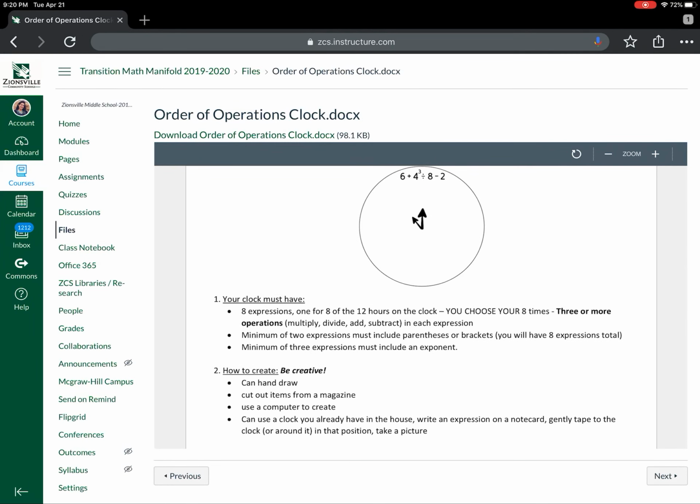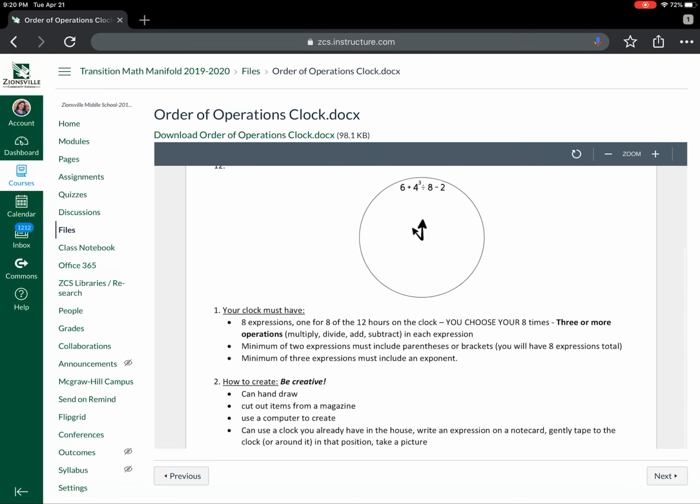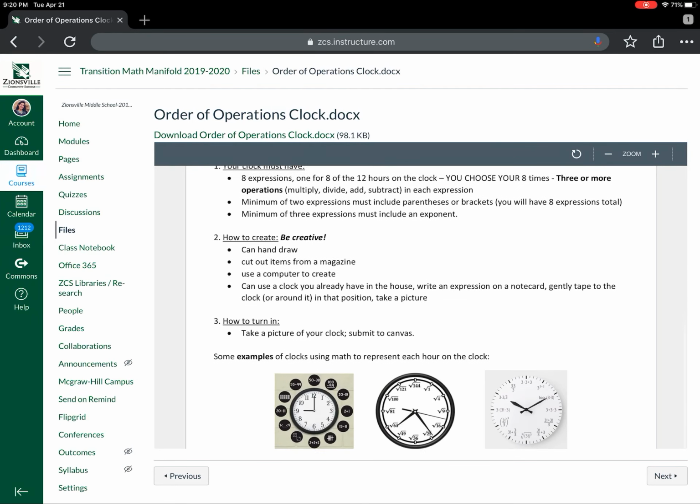Your expression must include 3 or more operations: multiply, divide, add, or subtract. You have to include a minimum of 2 expressions with parentheses. So 2 of your expressions out of your 8 must have parentheses or brackets. And a minimum of 3 of your expressions must include an exponent. It doesn't mean that they can't exceed that, but that is your minimum.